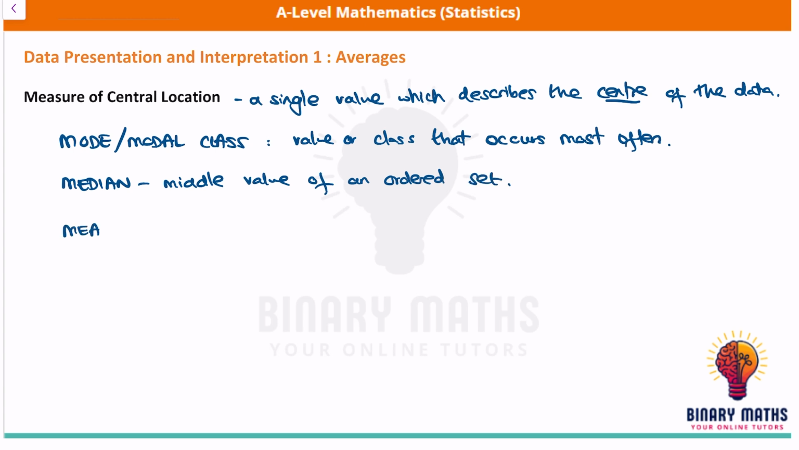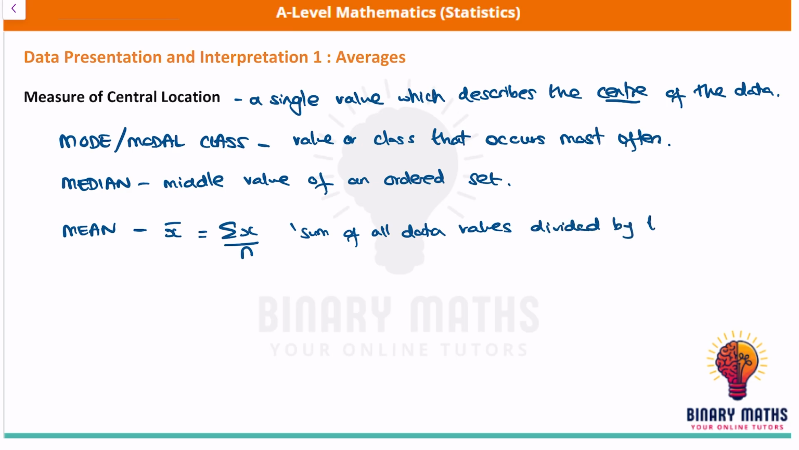And mean, which is denoted as x bar, which is equal to sum of x over n. So sum of all data values divided by the number of values, or in a frequency table, sum of f of x over sum of f.